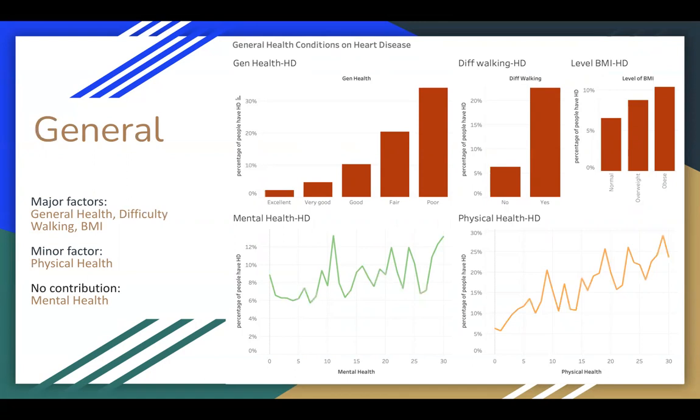The horizontal axis of physical health and mental health means in the past 30 days, how many days have they had illness and injury or mental issues? According to the charts, we can find that general health, difficulty walking, and BMI are the major risk factors. Physical health is a minor risk factor. There is no apparent pattern in the mental health graph, so it has no contribution to heart disease.